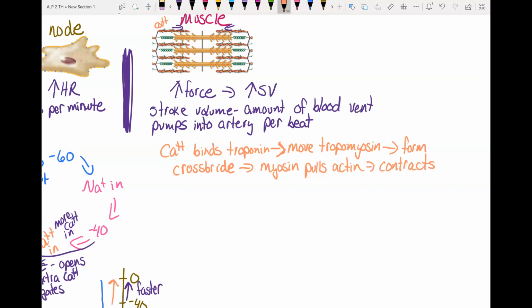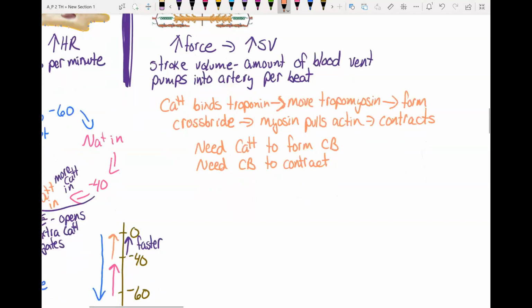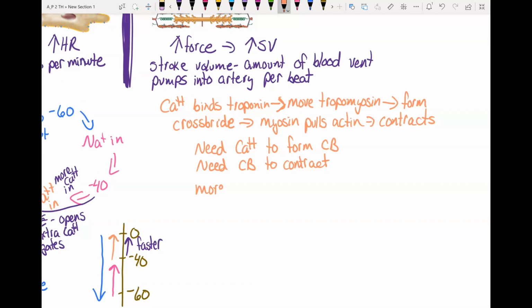It's kind of a simplified version. If you go back to chapter 10, you have all the detailed steps. The main point here is that you need calcium to form cross bridges, and that you need cross bridges to contract. The more calcium you have, the more cross bridges you can form.